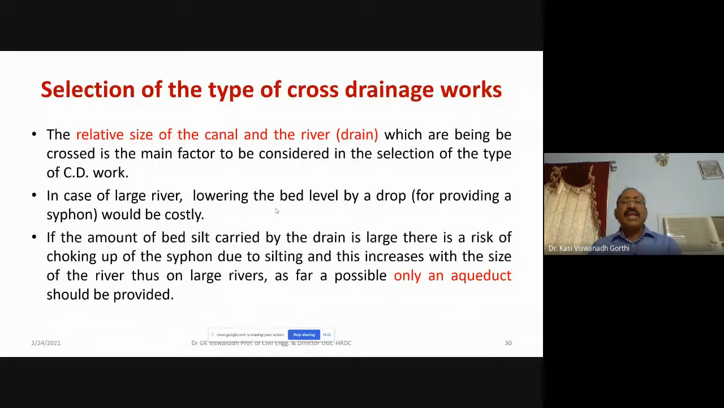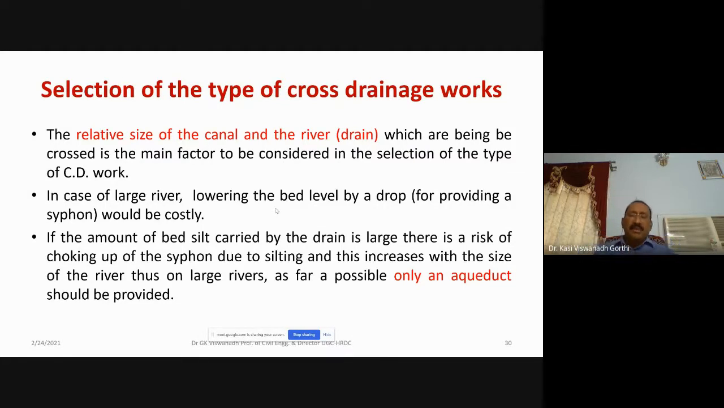How do we select? The relative size of the canal and the river which are being crossed is the main factor to be considered in the selection of the type of cross drainage work. In case of a large river, lowering the bed level by a drop would be very costly. So if the amount of bed silt carried by the drain is large, there is a risk of choking up of the siphon due to silting, and this increases with the size of the river. Thus, on large rivers, as far as possible, aqueduct only should be provided.